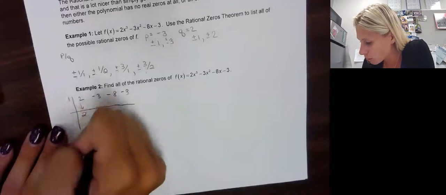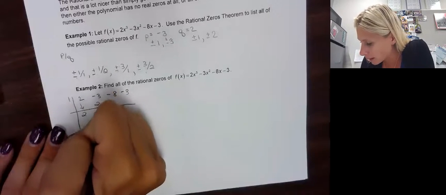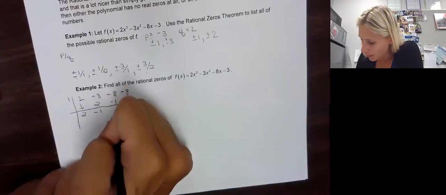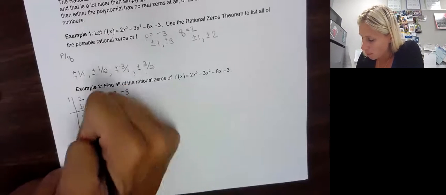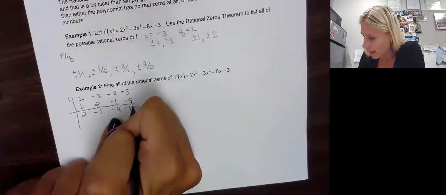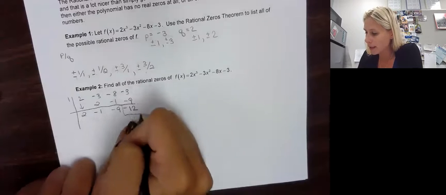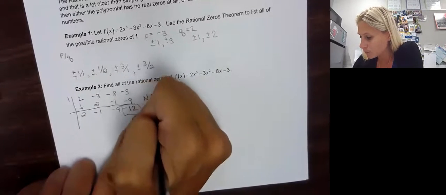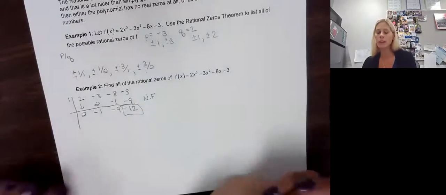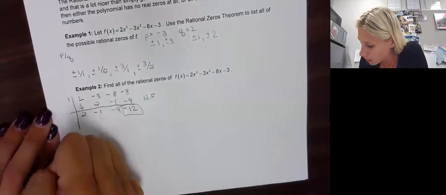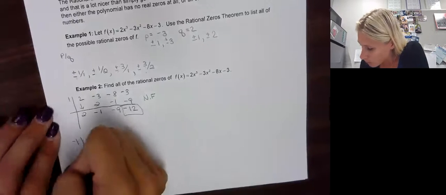So 2, multiply, add, multiply, add, multiply, add. As you can see, the remainder is not a 0, so this is not a factor. Okay, so that was positive 1. Let's try negative 1.